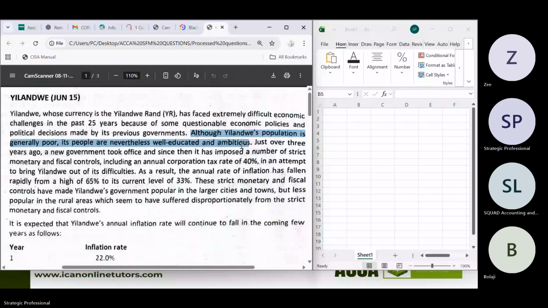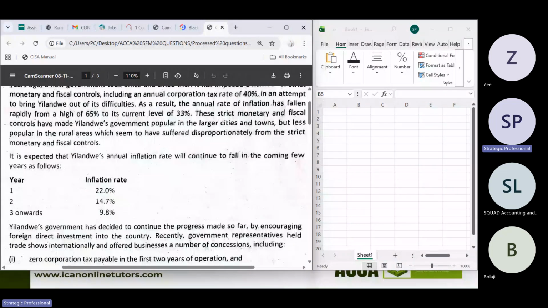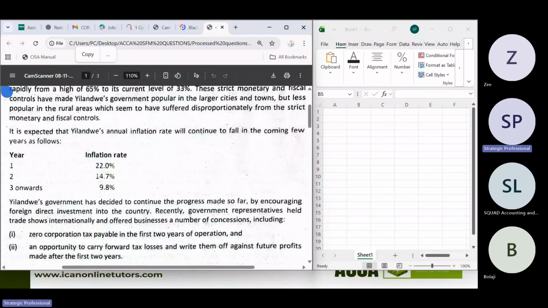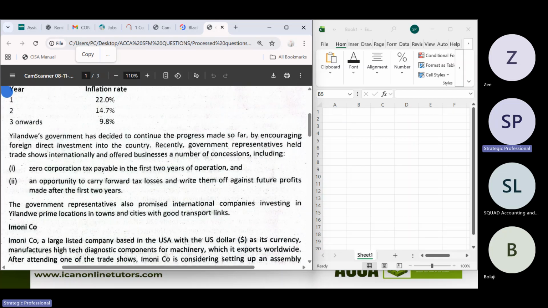So let's move on. It is expected that the annual inflation rate will continue to fall in the coming years, and they gave us the inflation rate: year 1, 22%; year 2, 14%; year 3, 9.8%. Then it says the government has decided to continue the progress made so far by encouraging FDI into the country, right? Recently, government representatives held trade shows internationally and offered businesses a number of concessions. I told you last time, if you remember when we were explaining PPP and IRP, I made mention of it that if the inflation rate is high in a country, what happens to investors? They leave that country, yes or no?